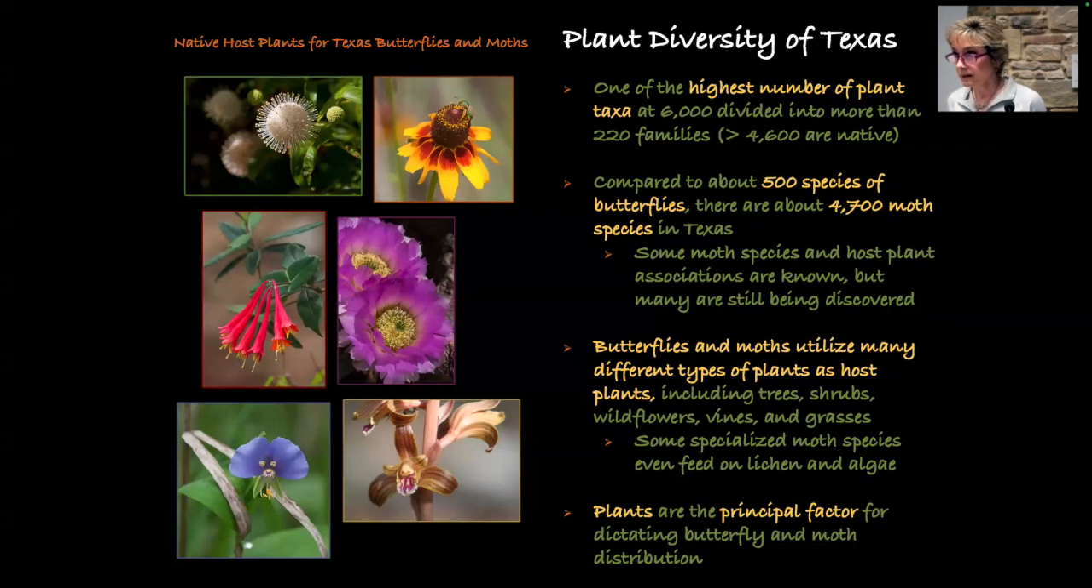And in Florida, which is one of the most bizarre things I've ever heard of, there is the gopher tortoise moth, whose caterpillars are obligate scavengers, and they actually feed on the keratin of the shells from dead gopher tortoises. Plants, by the way, are the principal factor for dictating butterfly and moth distribution.